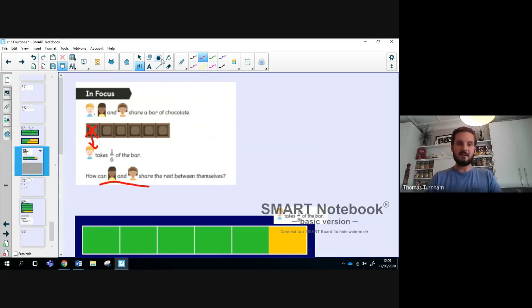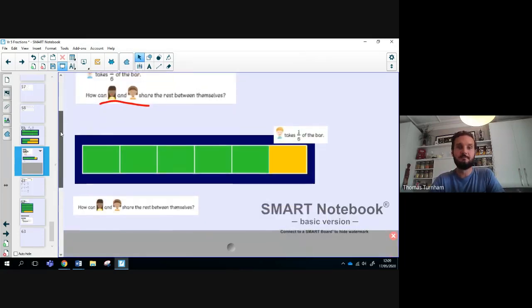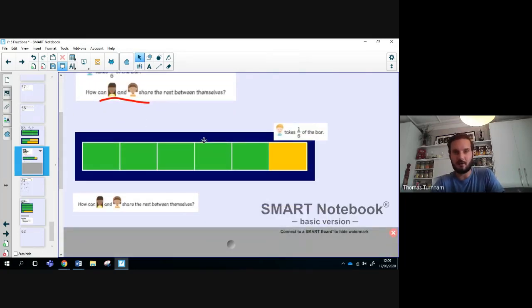Our other two friends here are going to share the remaining. And how much is remaining? They're going to share the remaining 5/6 between themselves. So how can they share that 5/6 between themselves? Well, here's our bar again, just not in chocolates. We've got 6 parts, and blue shirt's taken 1/6. Our friends here have got 5/6 to share between them. How could they do that?